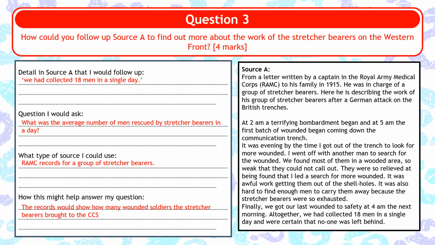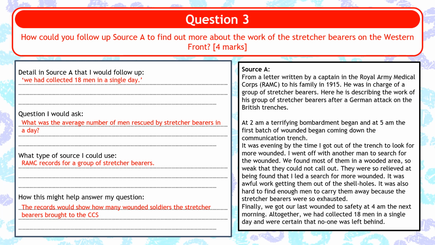So if I want to find out more about the stretcher bearers, let's pick out a quote. Then you just come up with a question that you would ask based on that quote. You tell me what type of source you would use and how it would actually help you answer your question. Now, it isn't enough to just say that I would use a written source or a picture source or a diary entry. You have to be a bit more specific about which type of written source or picture source or diary entry that you would use. For example, the Royal Army Medical Corps records.